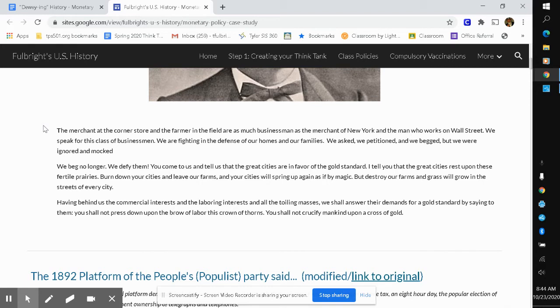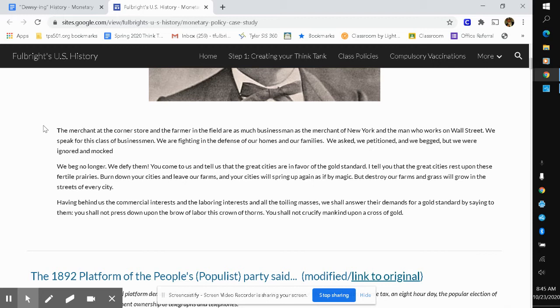He said, the merchant at the corner store and the farmer in the field are as much businessmen as the merchant of New York and the man who works on Wall Street. We speak for this class of businessmen. We are fighting in the defense of our homes and our families. We asked, we petitioned, and we begged. But we were ignored and mocked. We beg no longer. We defy them.